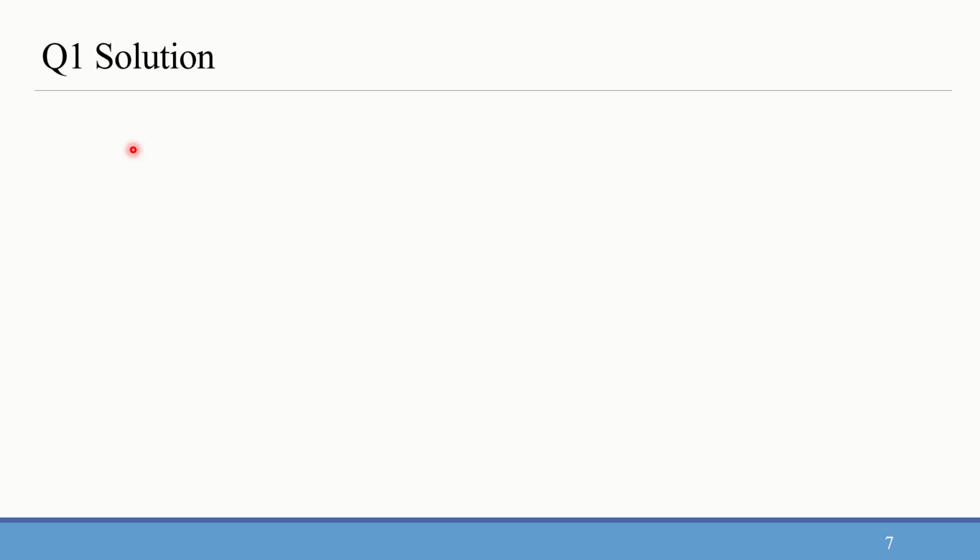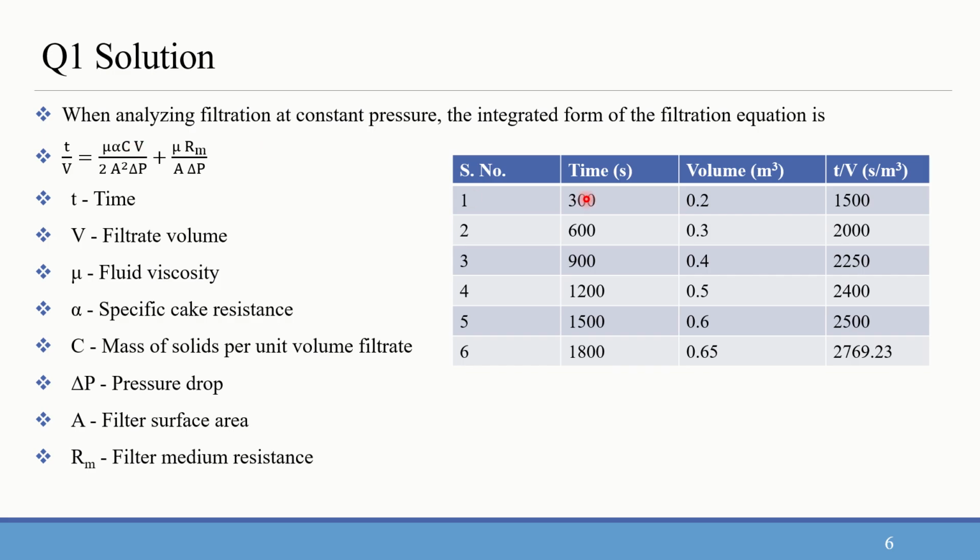So in the question, we are given only the filter surface area. We are not given anything else. So what we can do is, for that only we have T by V versus V, as I mentioned. In the question we have only time and volume. So now we have to calculate the T by V. So this is time and this is volume, and we are dividing T by V.